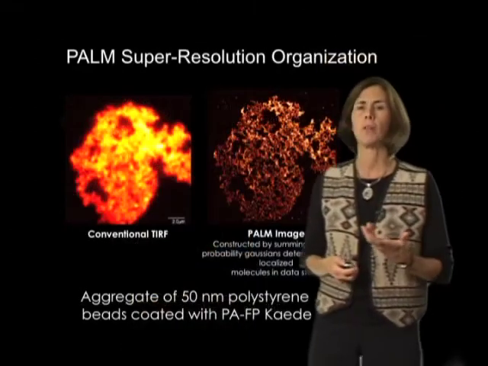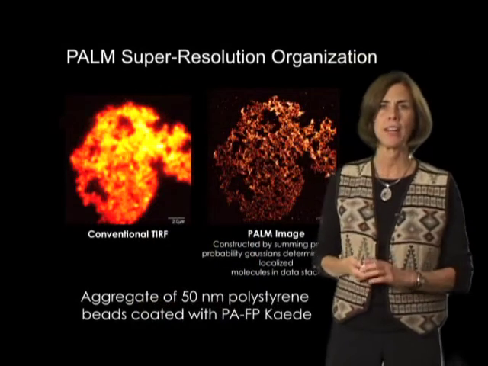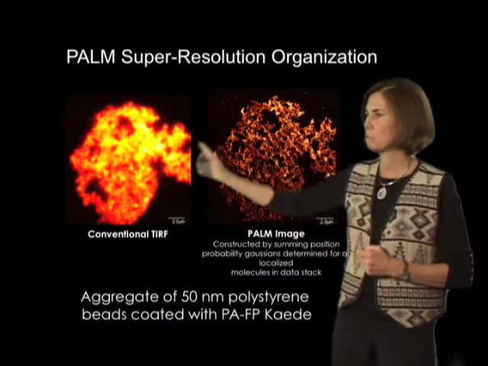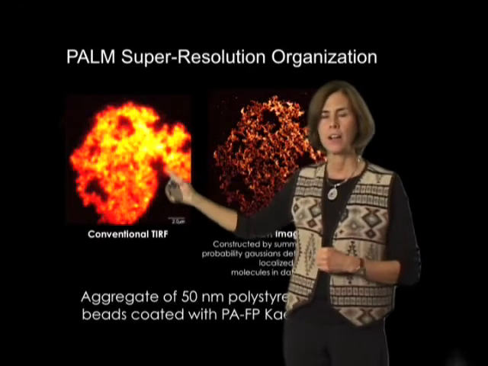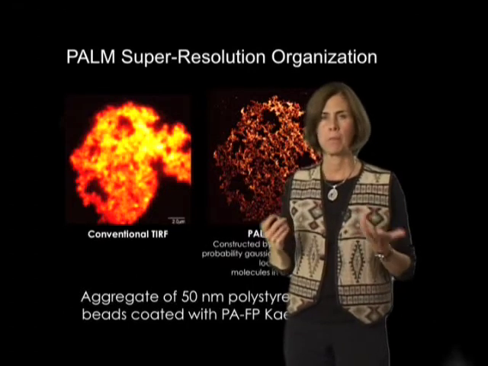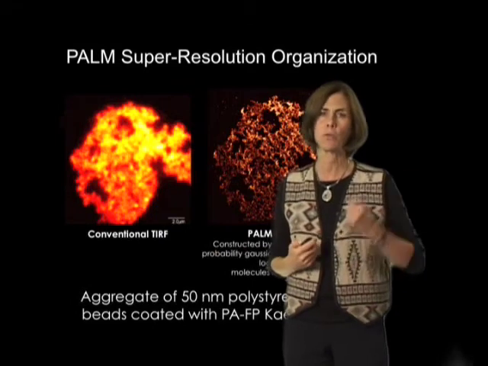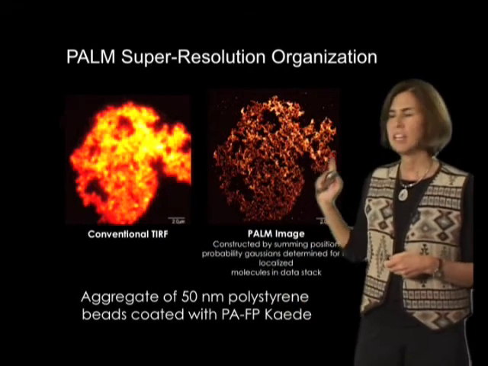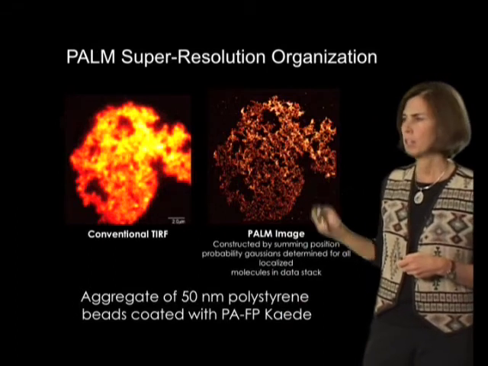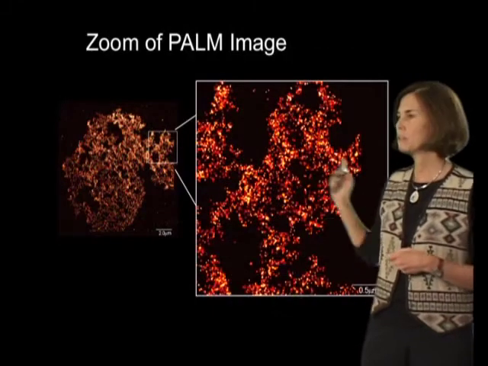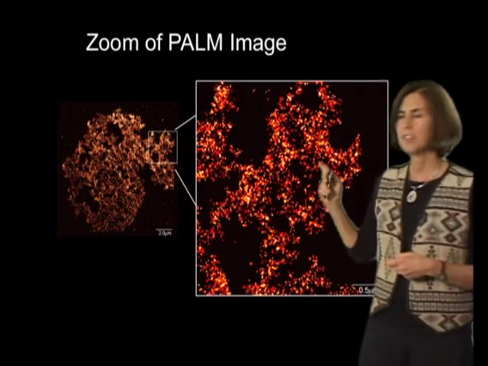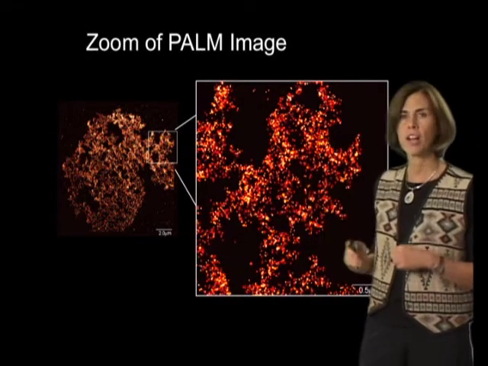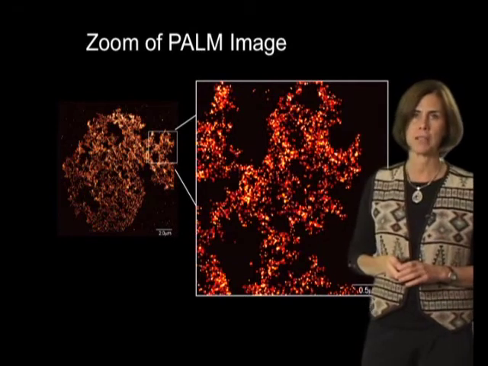Now here's an example of the type of resolution that you can get using PALM super-resolution imaging. To the right is an aggregate of 50 nanometer beads that have been labeled with a photoconvertible protein. To the left is the PALM super-resolution image. And if we zoom up on that image, you can see that with this technique, you can decipher the distribution of these individual 50 nanometer beads.